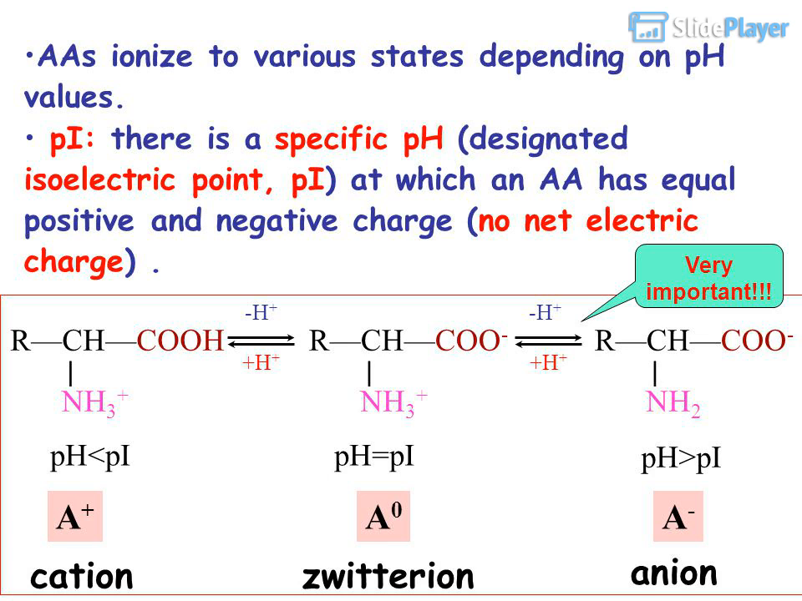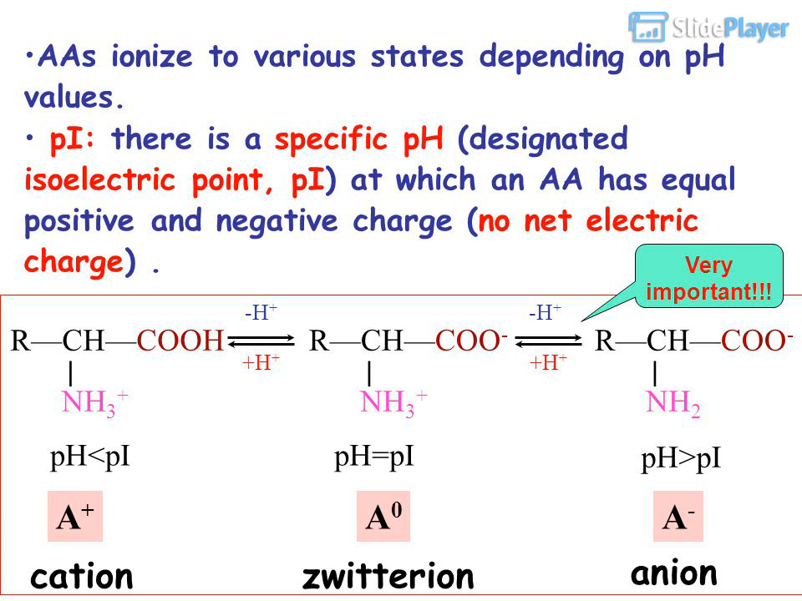An amino acid is ionized to various states depending on the pH value. There is a specific pH, designated the isoelectric point, pI, at which an amino acid has equal positive and negative charge, no net electric charge. Very important.